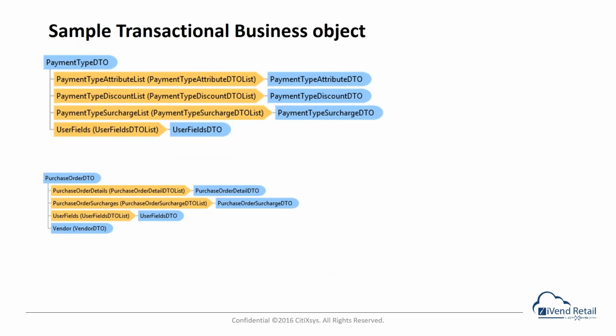A few more examples on transaction business object, that's payment type object, and then purchase order object. So you'll have line items in purchase order, you have header fields, you have purchase order surcharges.